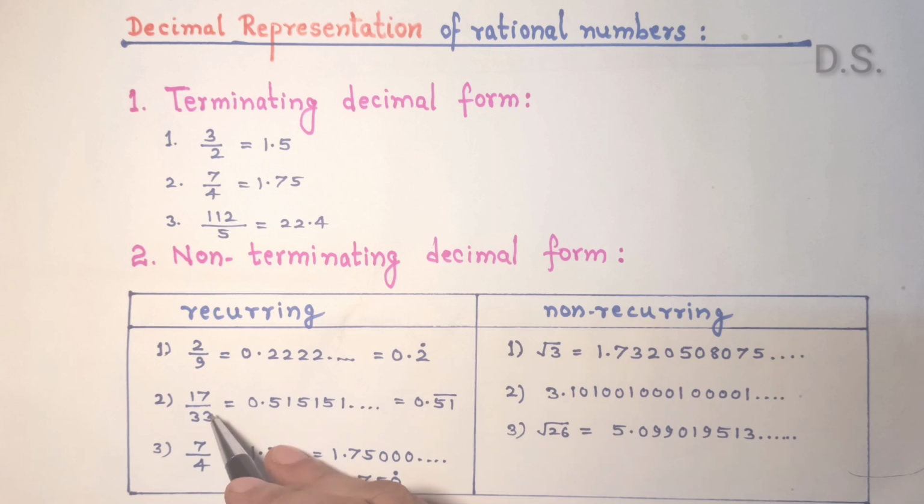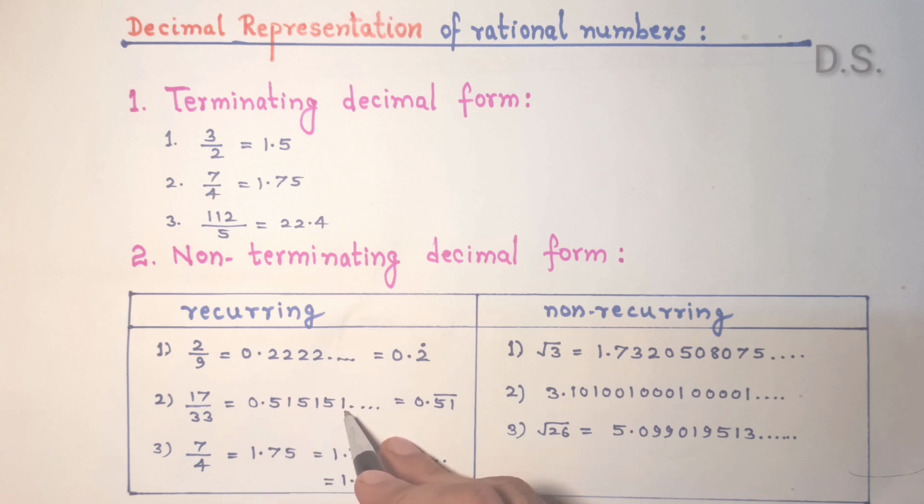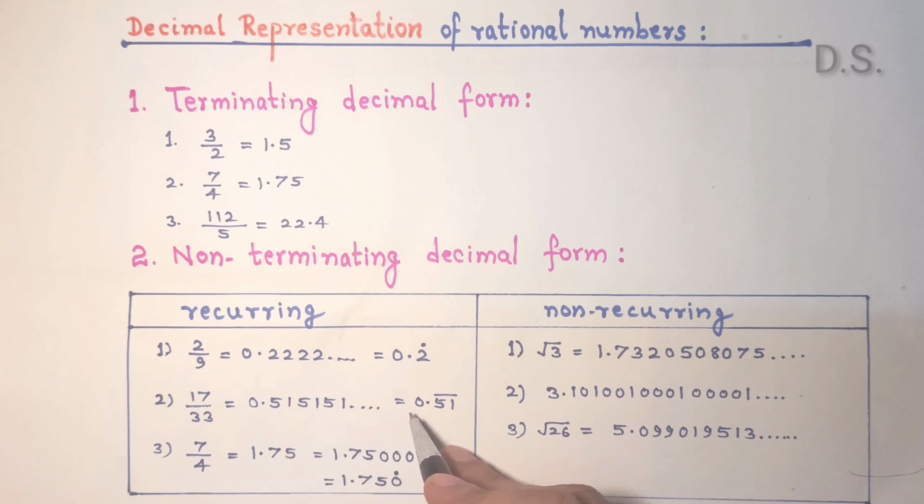Same way, 17 upon 33 is equal to 0.515151 and so on. That means 51 gets repeated. Therefore we write it is equal to 0.51 bar.